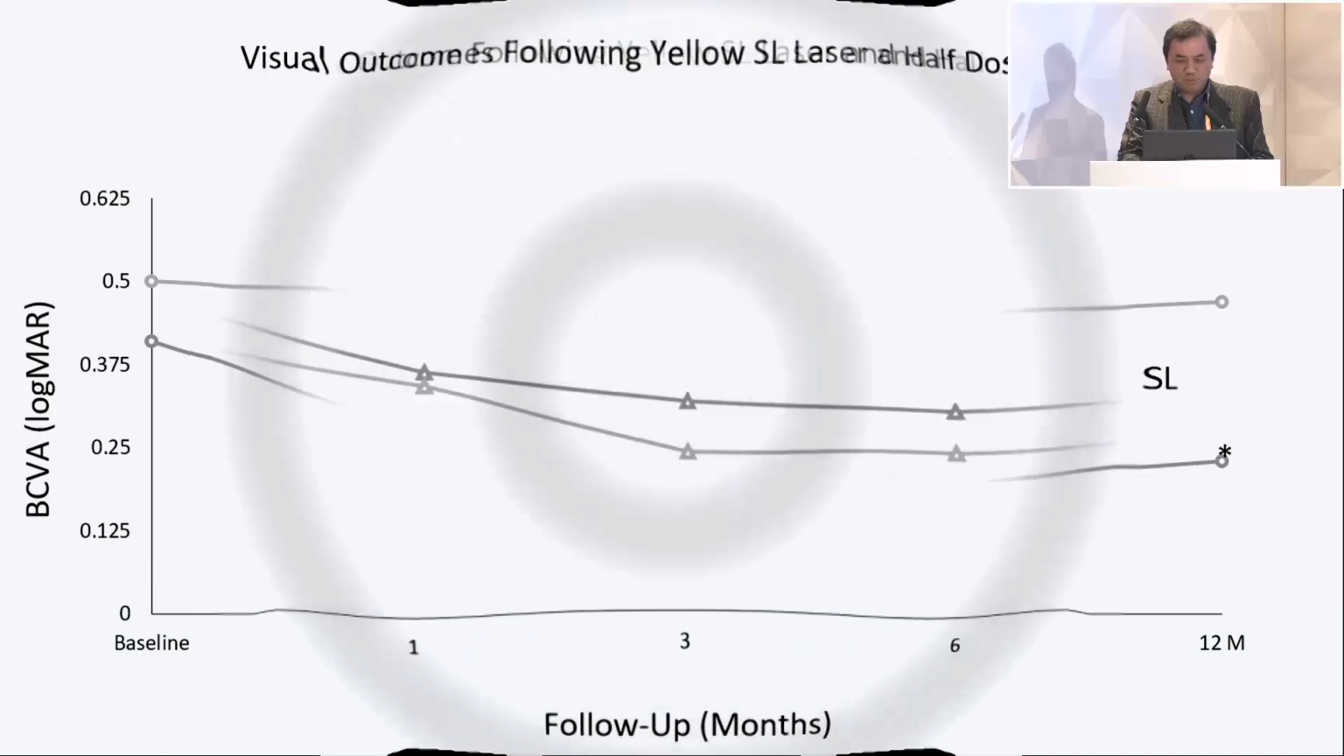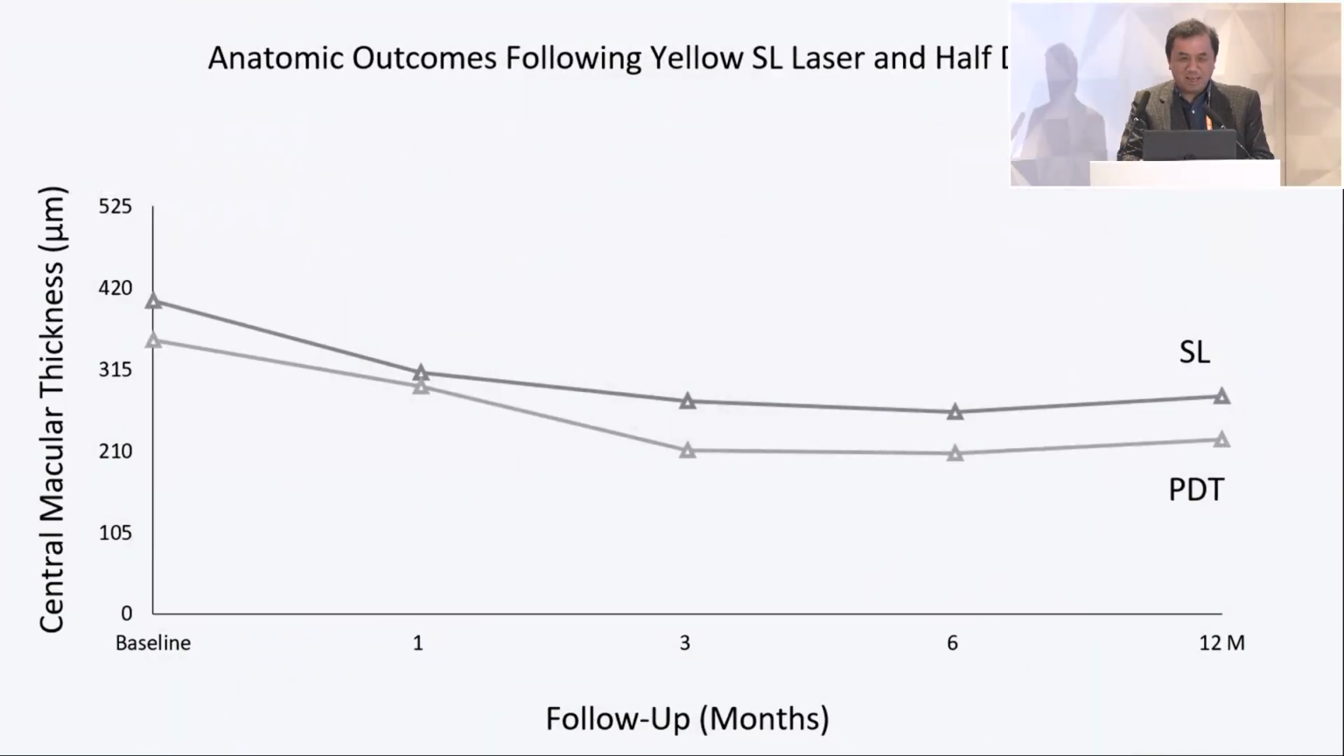with the micropulse laser. In terms of the anatomic outcomes, PDT was a little bit better numerically compared to subthreshold laser in terms of the reduction in central macular thickness.